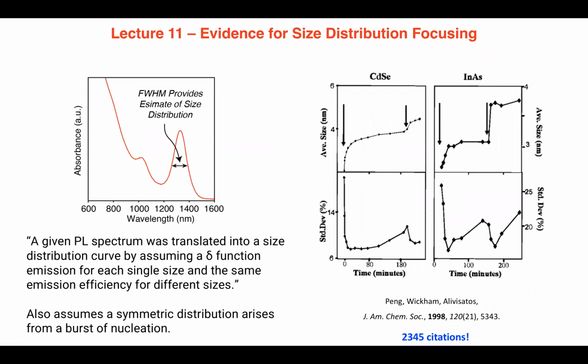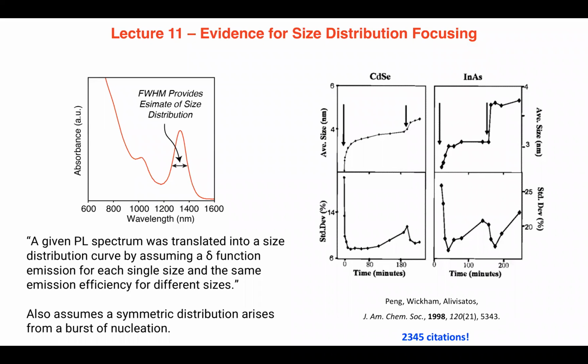All right, and there's a very famous paper along these lines by Xiaogong Peng, the magician, and his PhD advisor, Paul Alivasatos. And actually, for those of you working in my group, this is Juanita Curtin. Her name used to be Wickham. So this paper's been cited over 2,000 times, not very common for a synthetic chemistry paper.